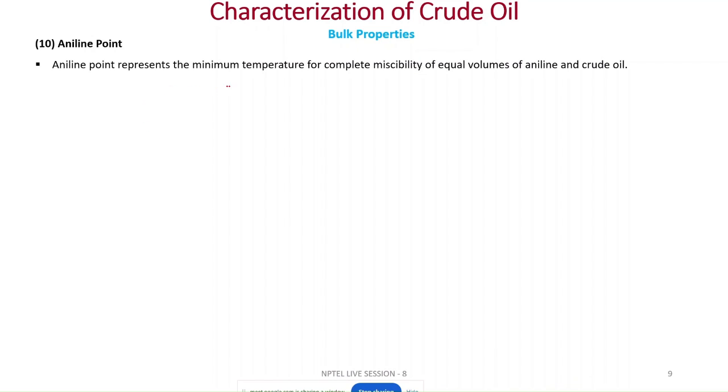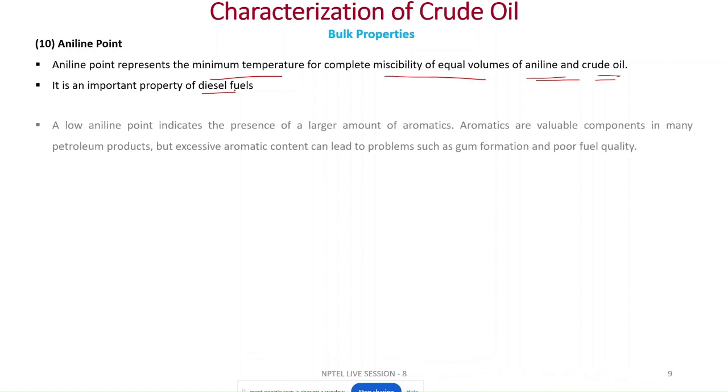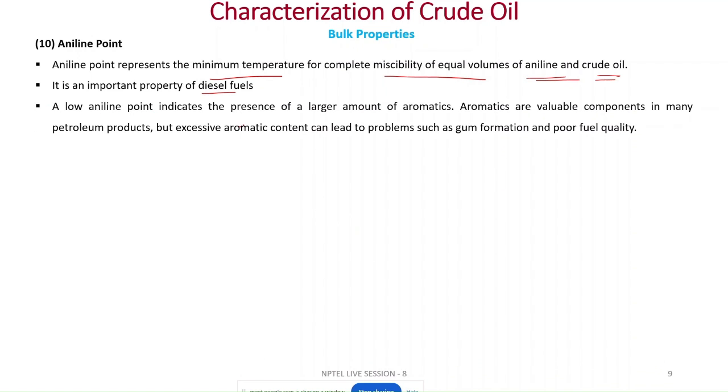The next bulk property is the aniline point. Aniline point represents the minimum temperature for complete miscibility of equal volumes of aniline and crude oil. It is a very important property for diesel fuel. A low aniline point indicates the presence of a larger amount of aromatics.